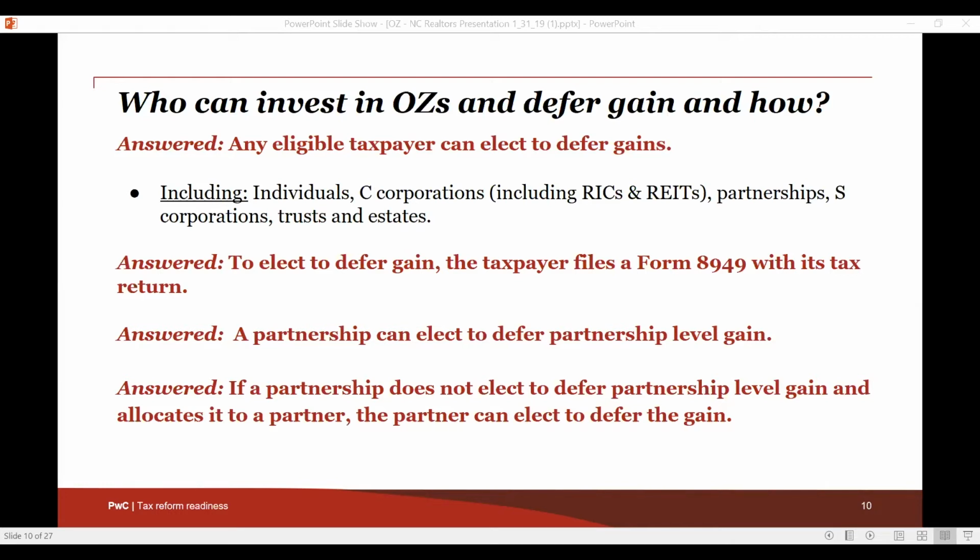So a partnership can elect to defer the gain themselves, or they can pass the gain through to the partners, and the partners would make an election on whether or not they wanted to defer. So there is some flexibility here.